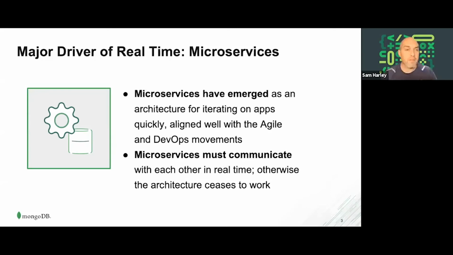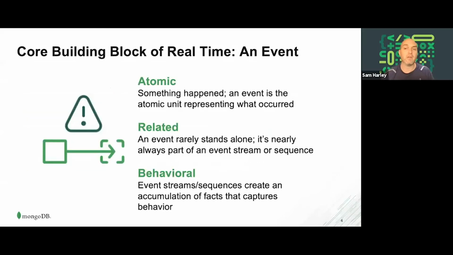One of the core building blocks of real-time is this concept of an event. And events have three key properties. They're atomic, so something's happened. The event represents that atomic unit denoting what has occurred. They're related, so an event rarely stands alone. It is nearly always part of a stream or a sequence of events. And events are behavioral. The streams or the sequences of these events create an accumulation of facts that capture behavior.